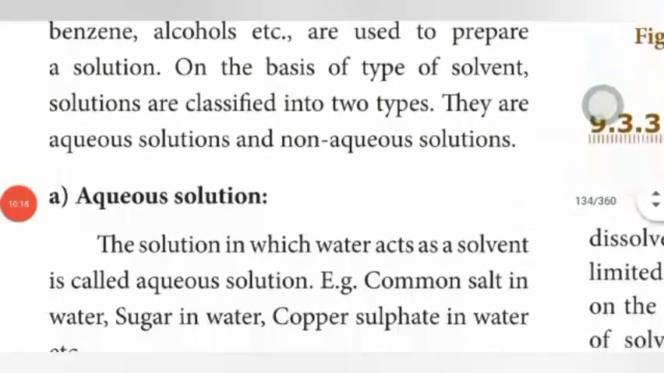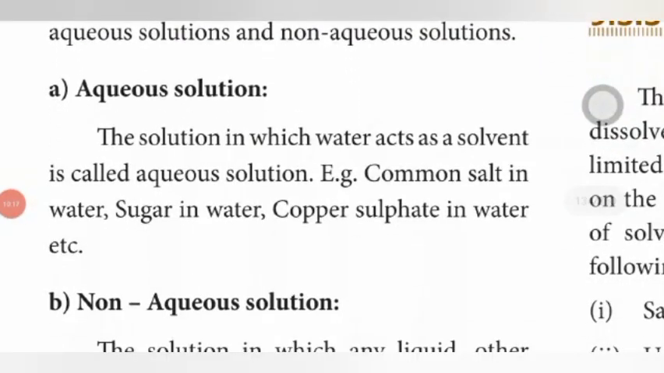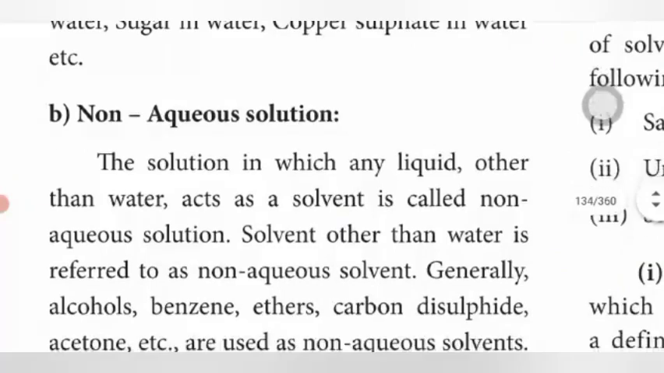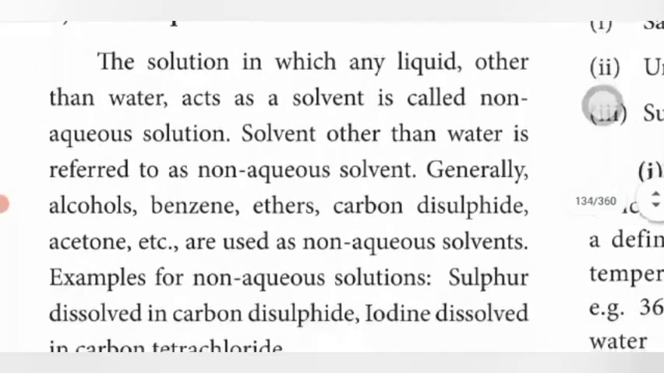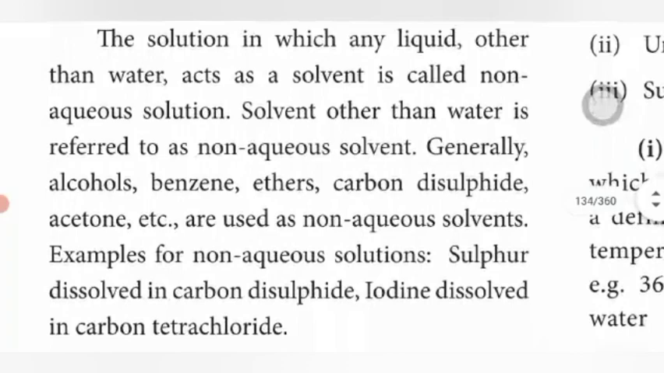Once again, recall: what is aqueous solution? When water acts as the solvent in a solution, it is an aqueous solution. What is non-aqueous solution? A solution in which any liquid other than water acts as a solvent is called non-aqueous solution. What are examples of non-aqueous solvents? Alcohol, benzene, ether, carbon disulfide.